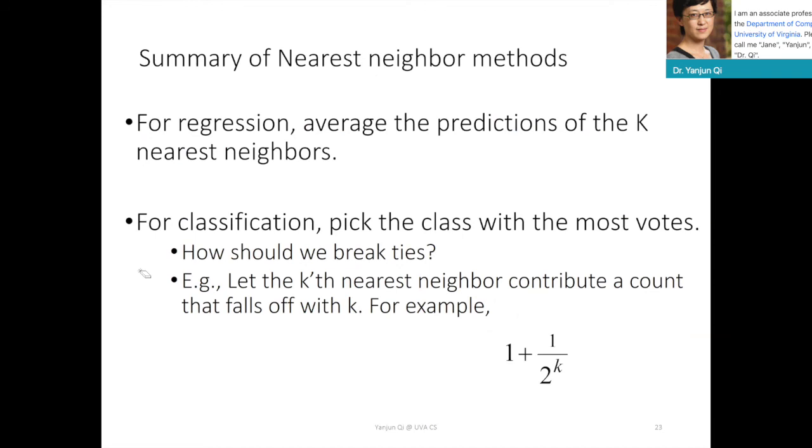Okay, to summarize, for regression we just average the predictions of the k-nearest neighbors as the prediction for this future point. For classification, we pick the class with the most votes. For the tie case, if you do not like the tie and really want to make a decision, there's some kind of trick you can do. For example, you can contribute a little bit more for an important point. There are actually many tricks you can use, and this is just one of them.